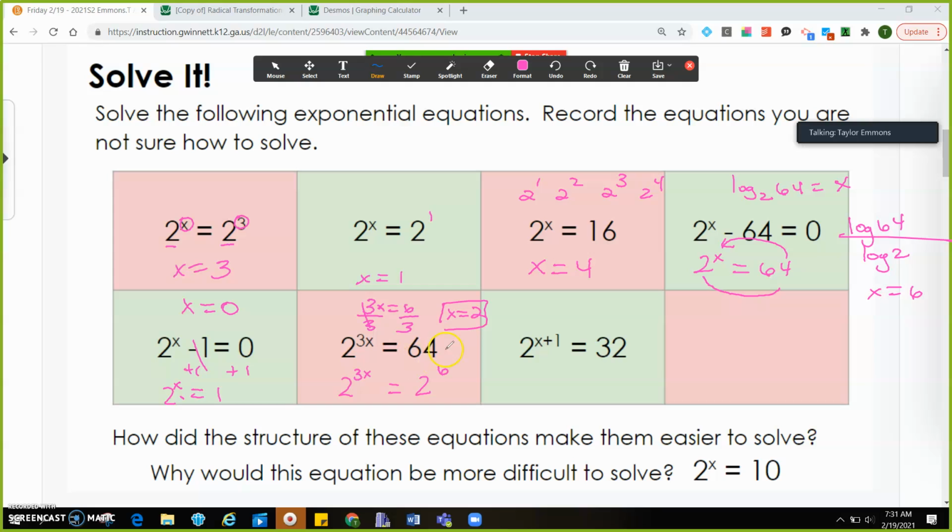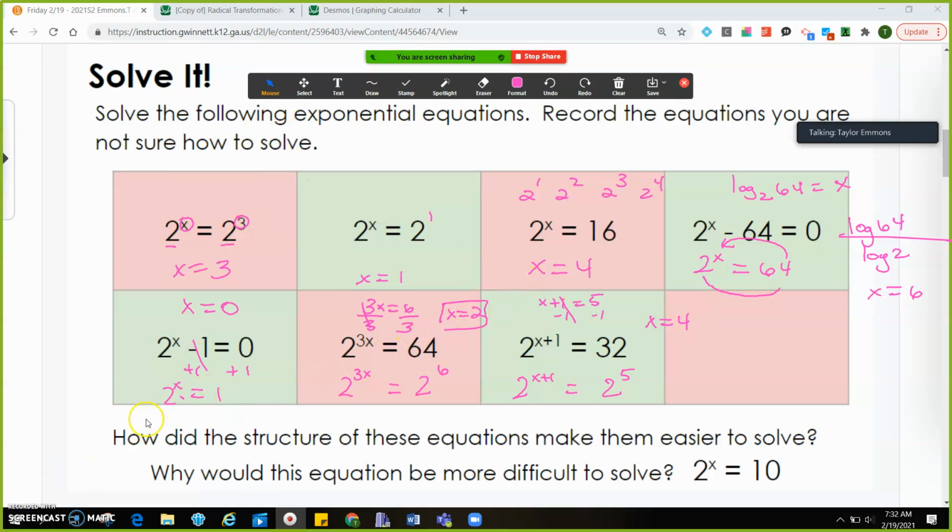Okay, so again, I rewrote this as 2 to the 6th power. So my bases are the same. Then I can just look at my exponents. Okay, so over here, I'm going to repeat that same process. Except we know that 2 to the 5th power gives us 32. So now I'm going to just take what's in the exponent and then solve. So x is going to equal 4.